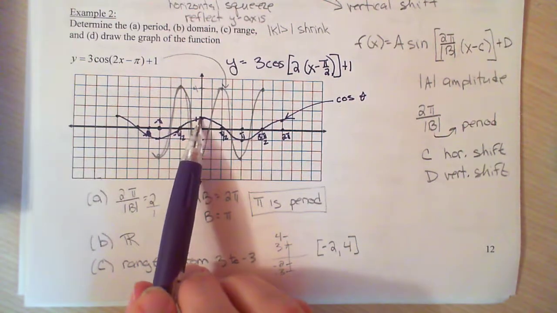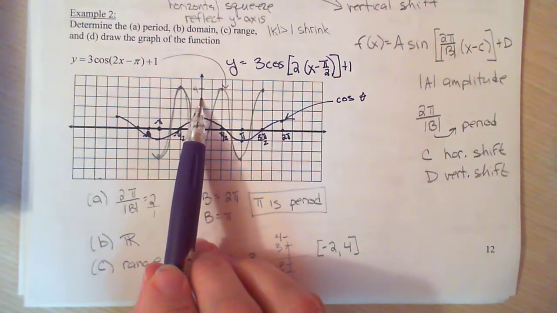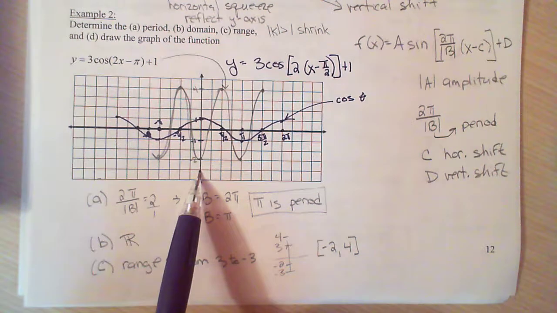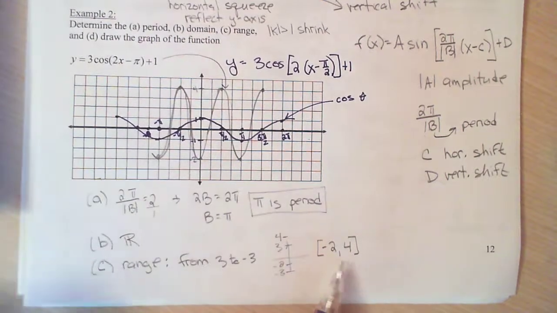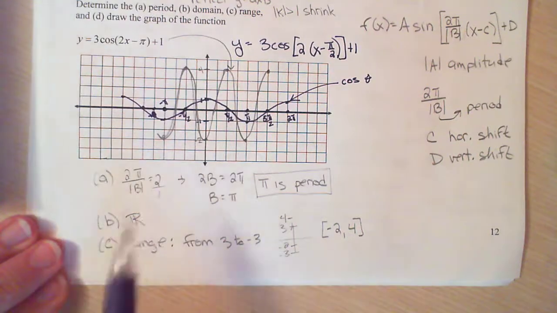Okay, so regular cosine goes from 1 to -1. This one has an amplitude of 3, so that would be +3 to -3, but then I shifted the whole thing up because of that +1 on the end. So that means my range is -2 to 4. And then D says graph it.